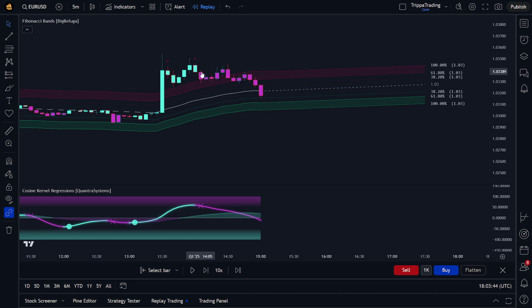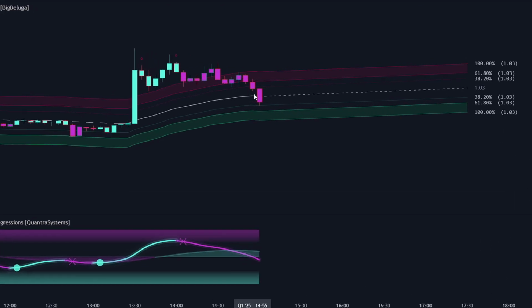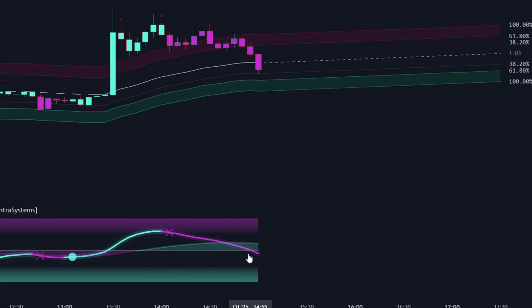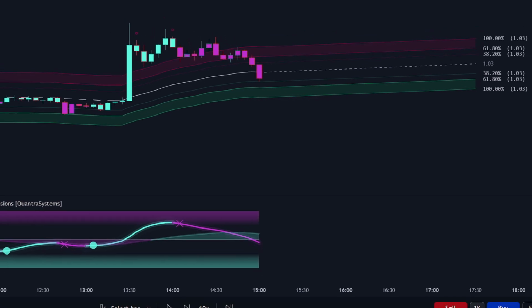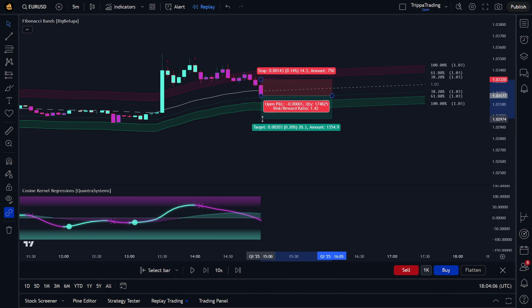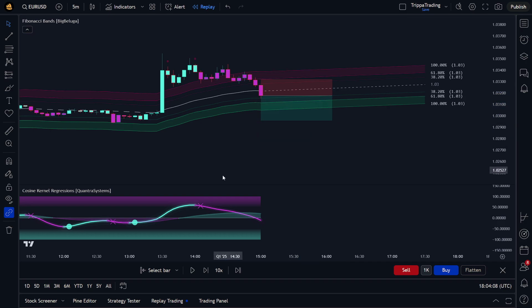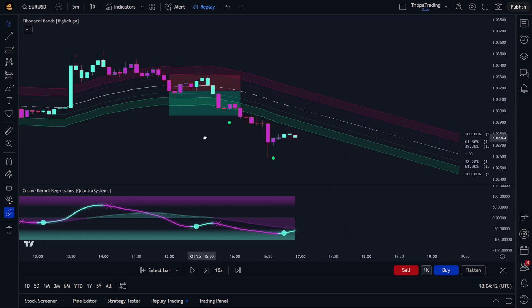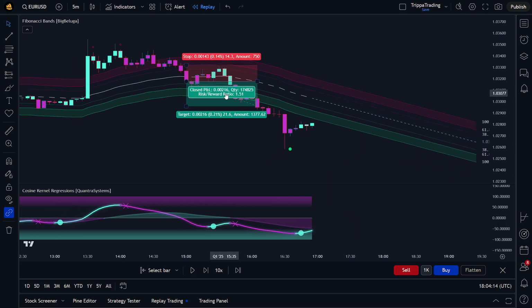In this scenario, we got sell signals right here, and then price crosses below the middle Fibonacci band, signaling downward momentum. At the same time, the Kernel regression line turns pink, confirming a bearish trend. With these conditions met, we place a sell order right here. The stop loss is placed at the second level of the Fibonacci bands, and we target a 1 to 1.5 risk to reward ratio. As the market continues to drop, the price reaches our profit target, making this a successful trade.